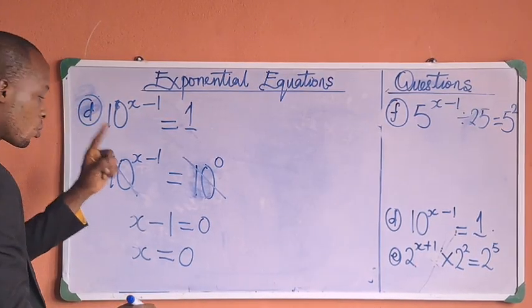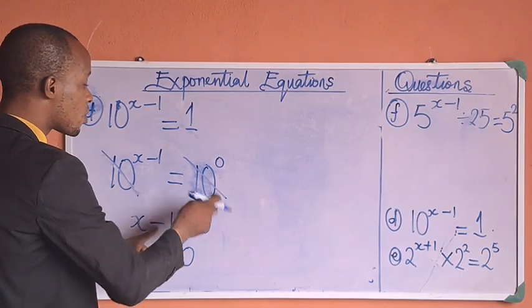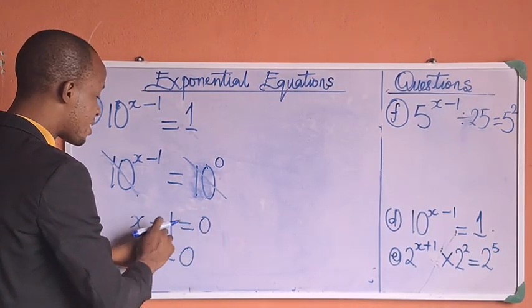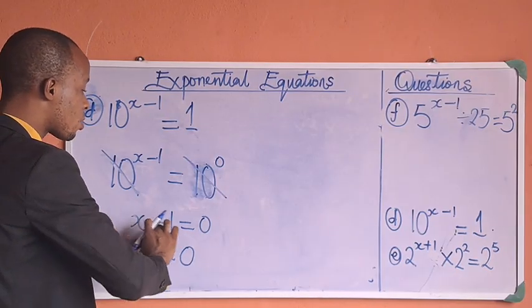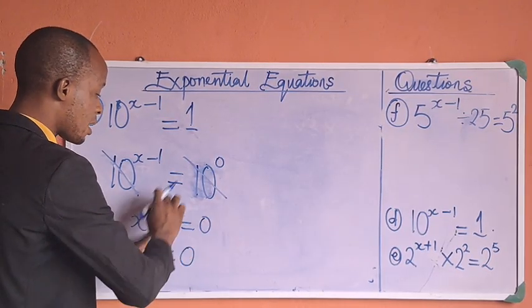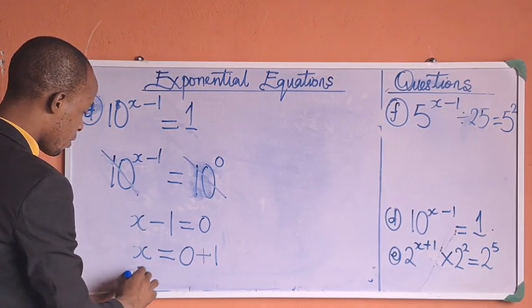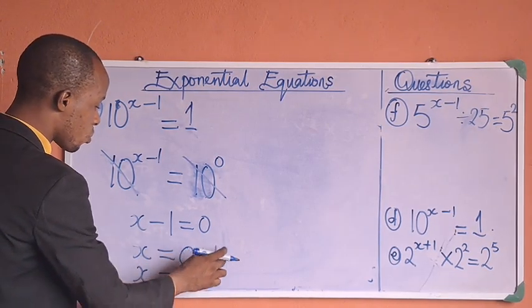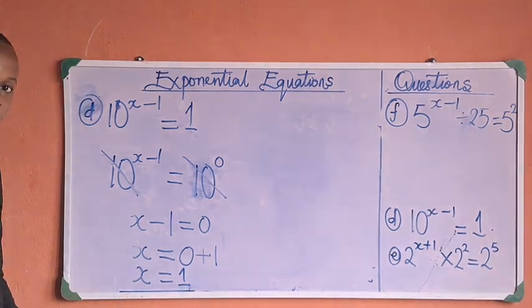And don't forget the rule that when a number is crossing over to the other side of the equation, the sign of that number changes. In this case, minus 1 is crossing over to the other side of the equation to become plus 1. So x equals 0 plus 1, which is simply 1. So the answer is 1.